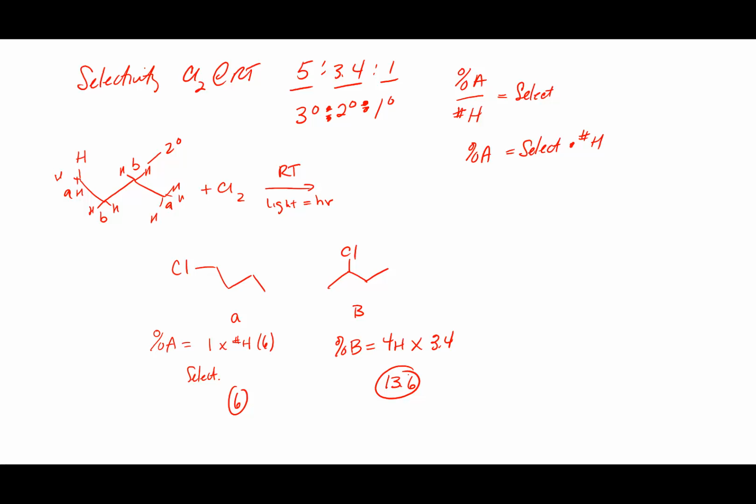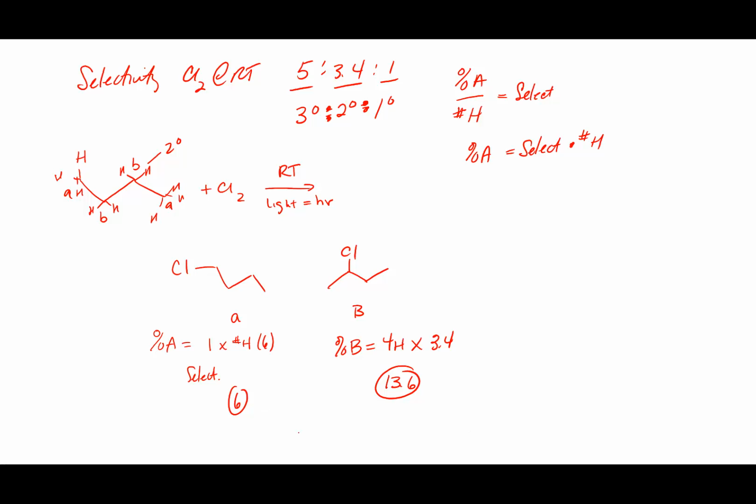And now what we do is we say, okay, for chlorination at room temperature, who has the bigger number? 2-chlorobutane. So 2-chlorobutane will be the major product of this reaction. And that takes into account the fact that the 1-chlorobutane is statistically favored, but 2-chlorobutane comes from the more stable carbocation, or the more stable radical. So in this case, the more stable radical outweighs the number of hydrogens.